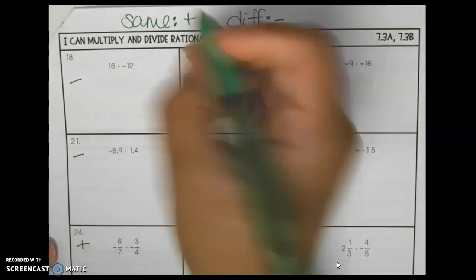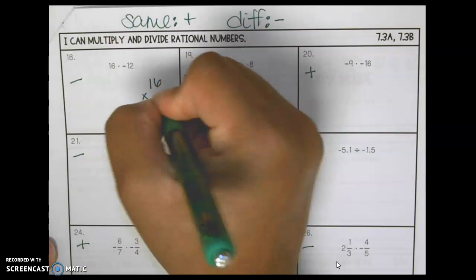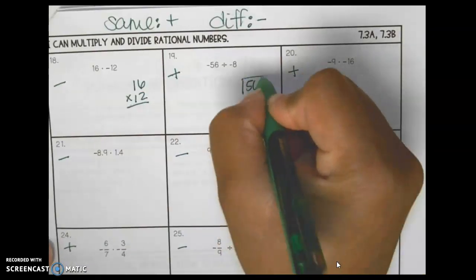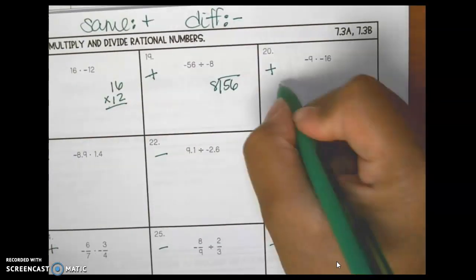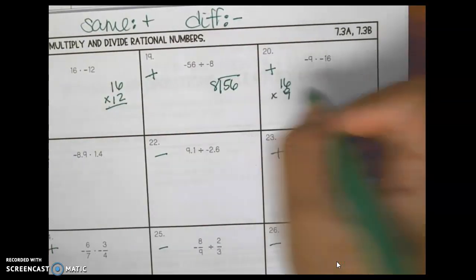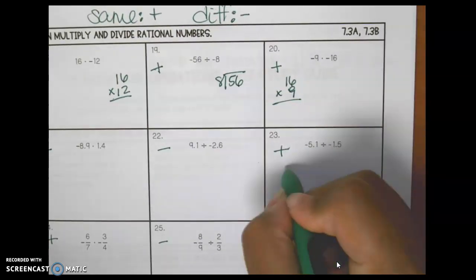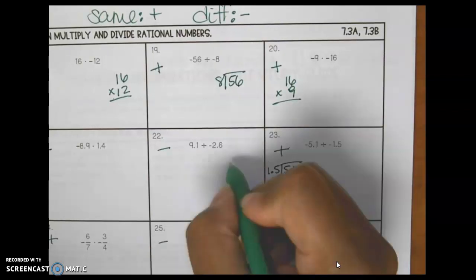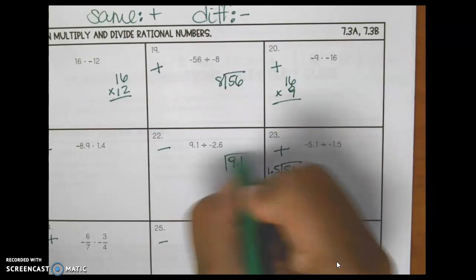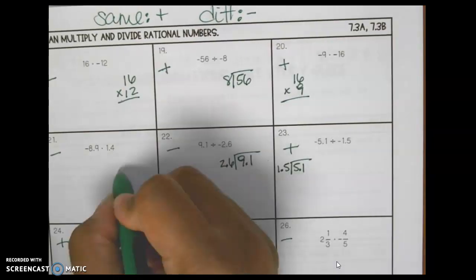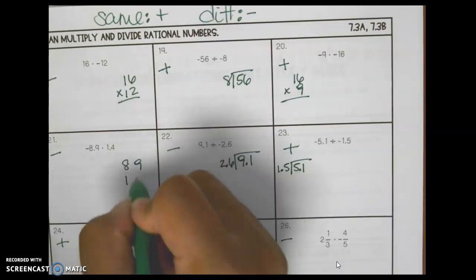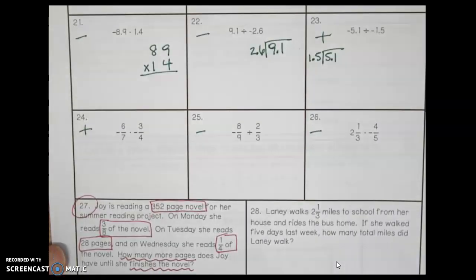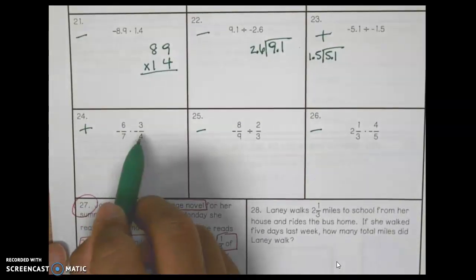So this says 16 times 12. This says 56 divided by 8. This is 16 times 9. This is 5.1 divided by 1.5. This is 9.1 divided by 2.6. This is 8.9 times 1.4. I'm not putting the decimals there on purpose. This says 6/7 times 3/4.